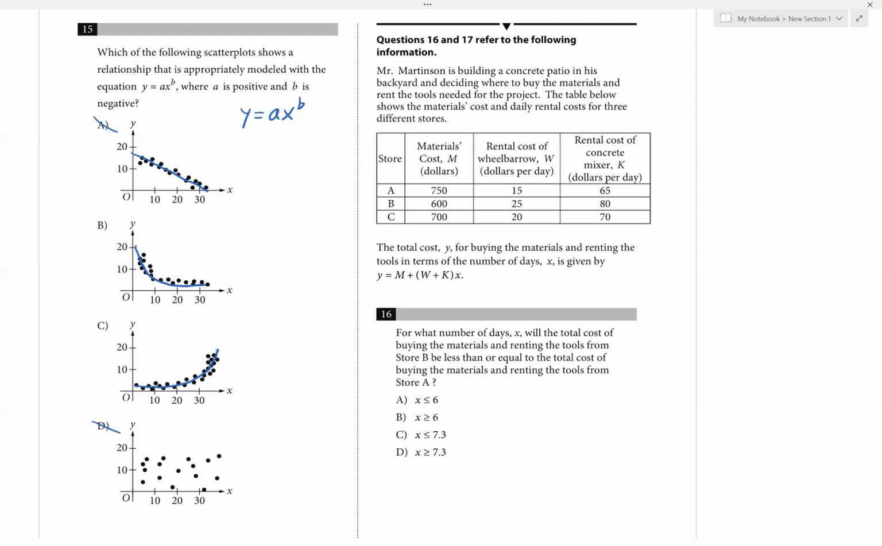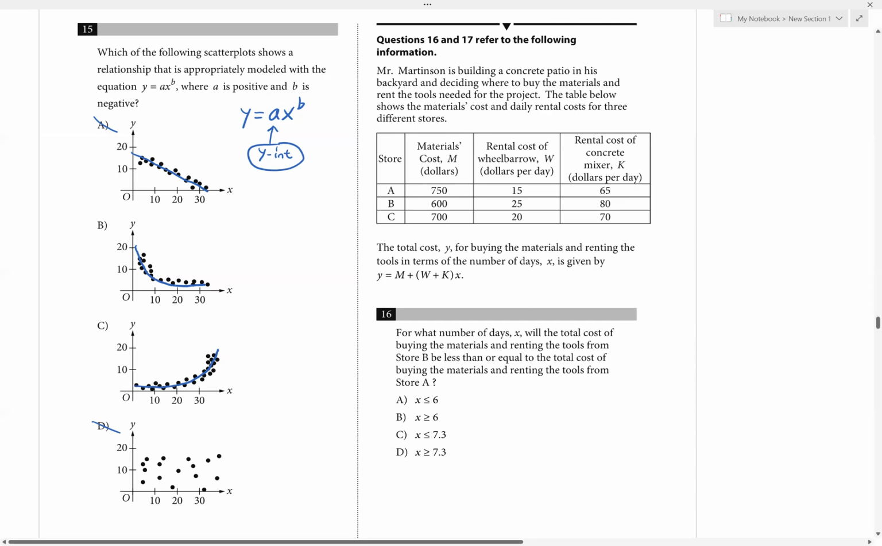Now we have to think about the positive and negative numbers here. We know a is positive and b is negative. Now, a is the number in front. For any exponential equation, the a value is always the initial amount, and graphically speaking, that should be our y-intercept. That's the number we begin with. So a has to be positive, meaning the y-intercept has to be a positive number.